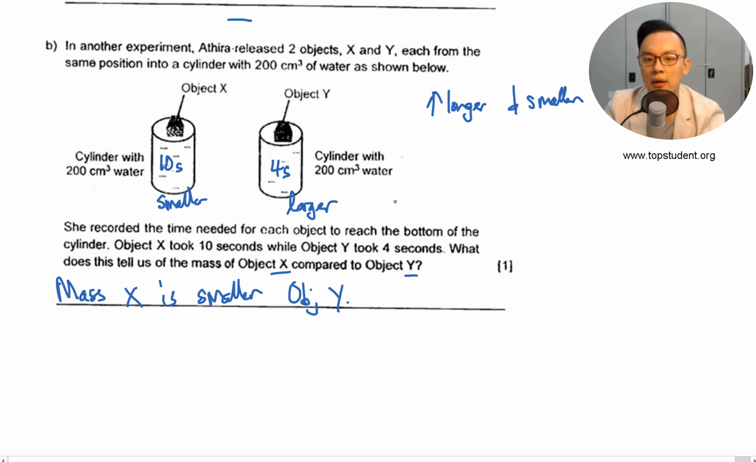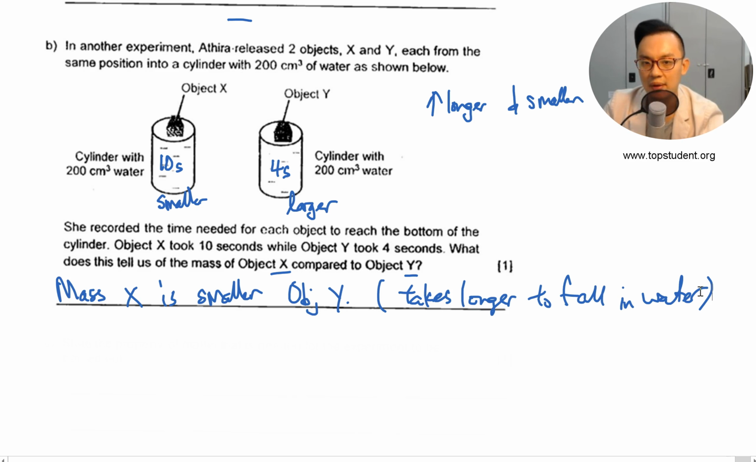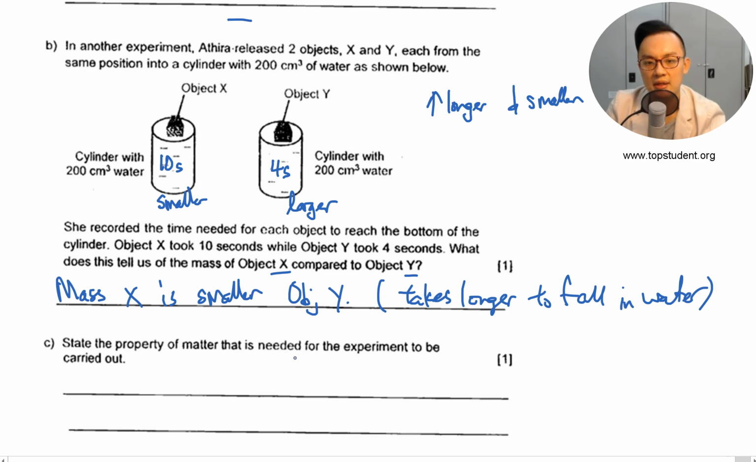The reason is because it takes longer to fall in the water. So the longer it takes, the lighter the mass, and the faster it takes, the heavier the mass. State the property of matter that is needed for the experiment to be carried out. It is that matter has mass. All right. So there are two properties.